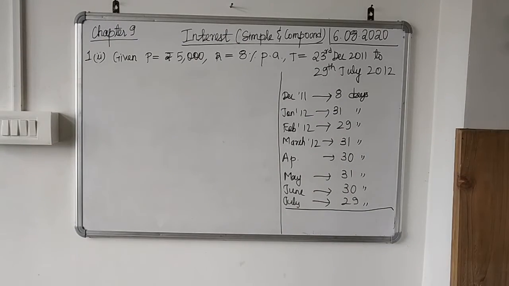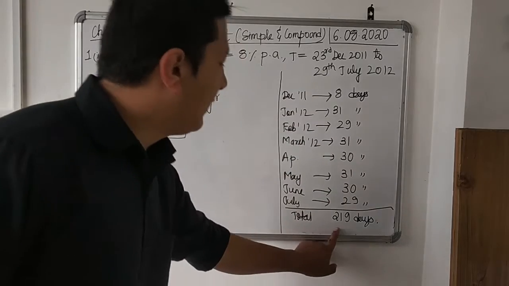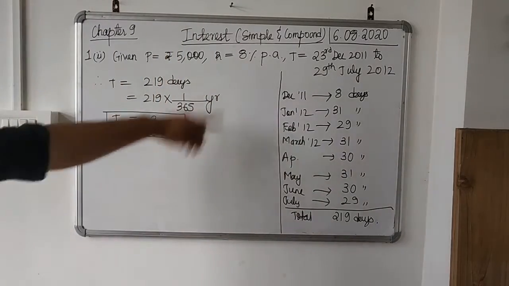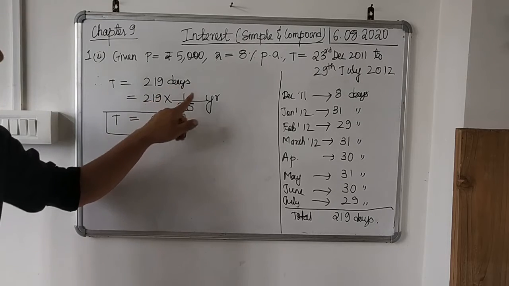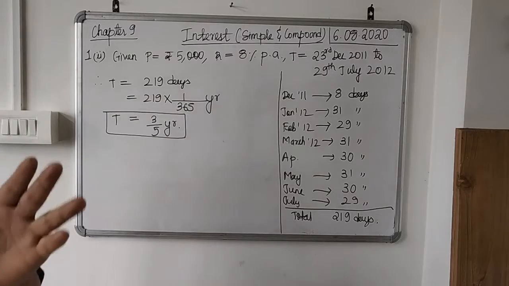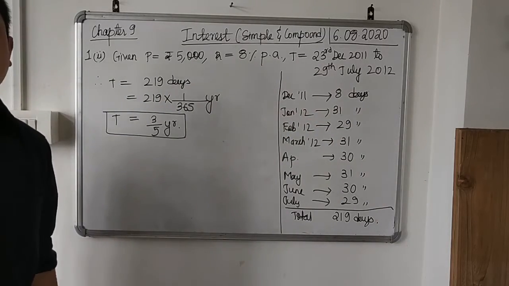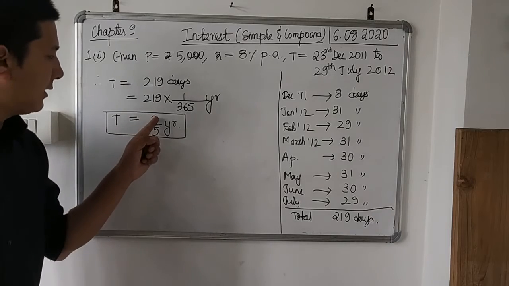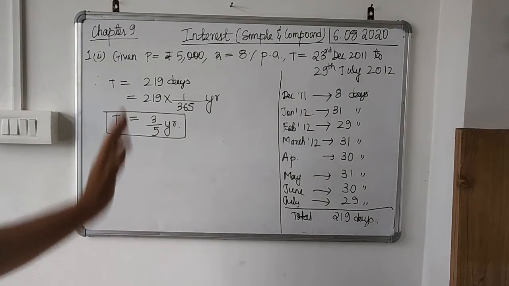And now we need to calculate. Alright, so 219 is the total number of days, and if you convert 219 into years, 1 day means 1 by 365 year. Cancel it with 73. Always remember that when the number of days is given, it will be in a multiple of 73. 73 into 3 is 219, and 73 into 5 is 365. So please note it down.